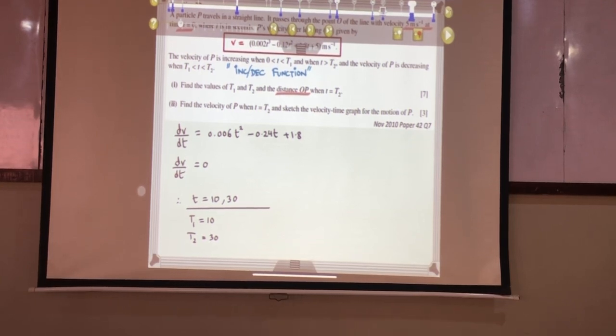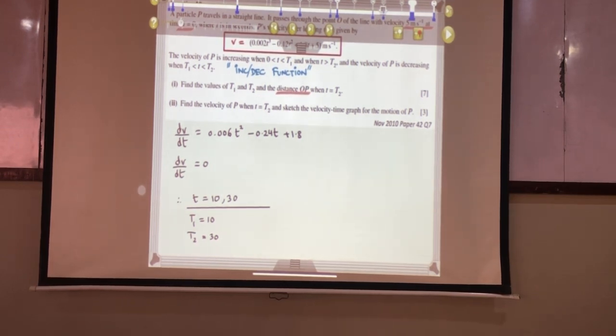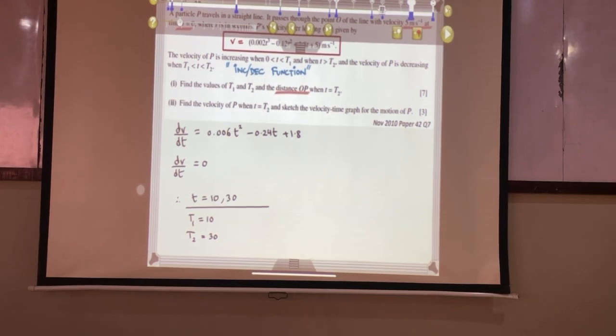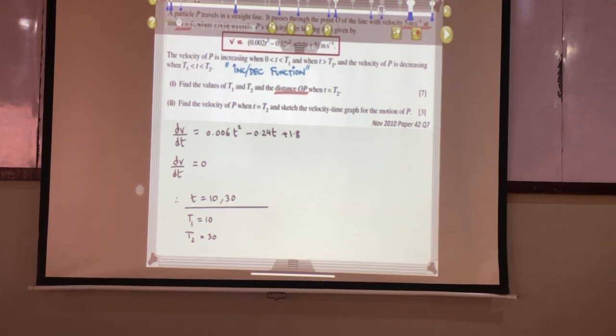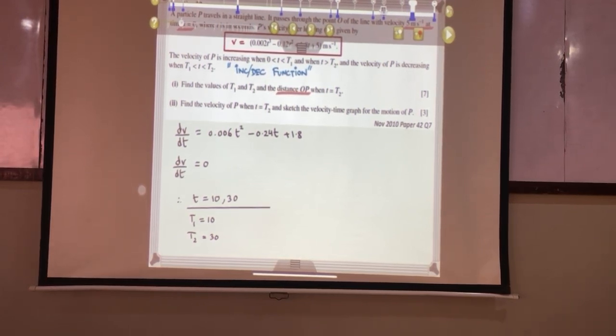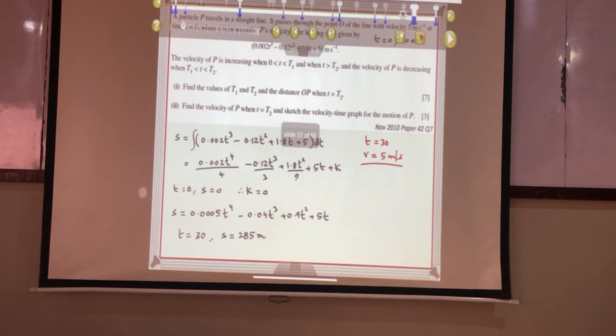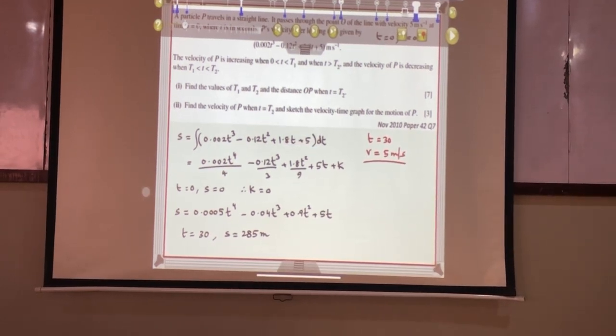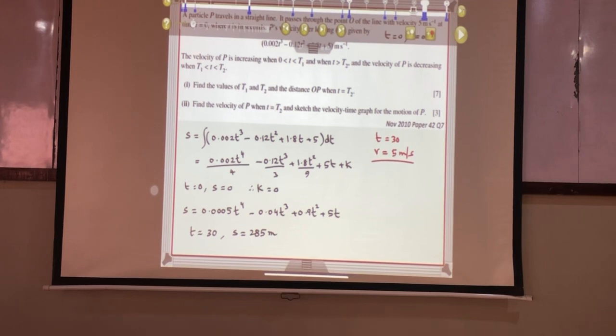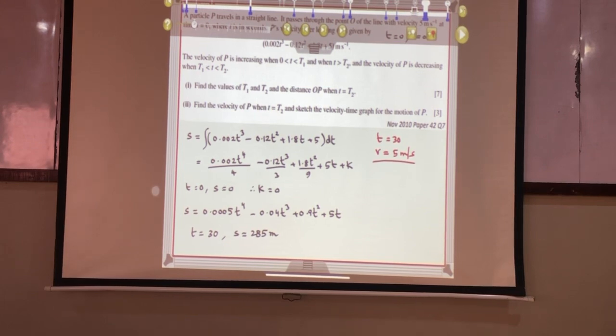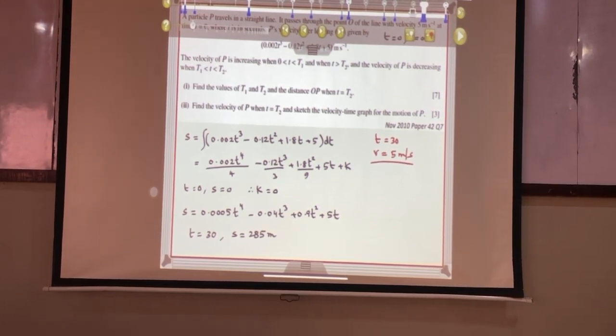So if I simply equate the acceleration, the derivative of velocity, that particular expression, equal to 0, I'll find two times. One comes out to be 10, the other one comes out to be 30. The smaller one is t1, the bigger one is t2. Simple. The distance OP when t is equal to t2, that means integrate the expression. This time I'm evaluating the constant of integration. I'm saying that when t is 30, v is 5, and when t is 0, s is 0.